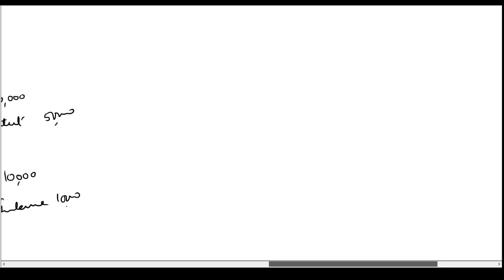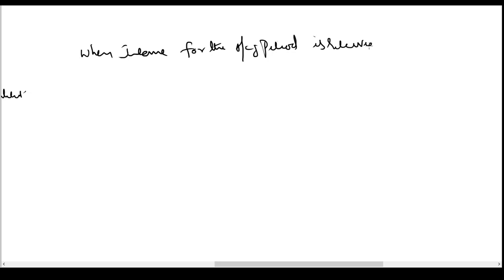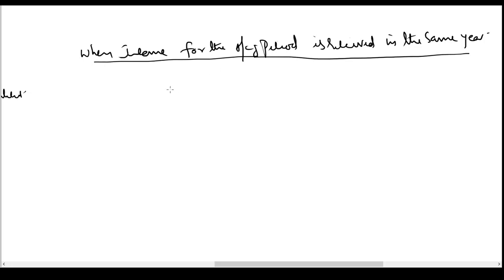So I'll just write down the scheme of entries for accrued interest for the sake of clarity. When income for the accounting period is received in the same year, when I earn the income and the income is also received in the same year, I pass the entry: cash or bank account debtor to income account.